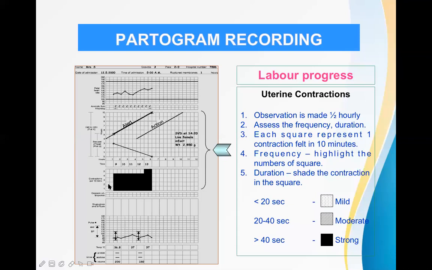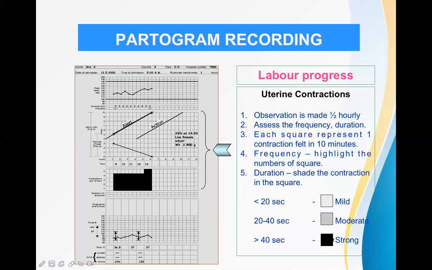Now this is the square we're talking about. Please focus here, okay? This individual square is one contraction felt in 10 minutes. Frequency is the number of highlighted squares. Highlight means the black color which is shown here. And duration is set by the contraction in the square. So these are the different things. Purely practical knowledge: less than 20 seconds is mild, 20 to 40 seconds is moderate, and more than 40 seconds is strong.